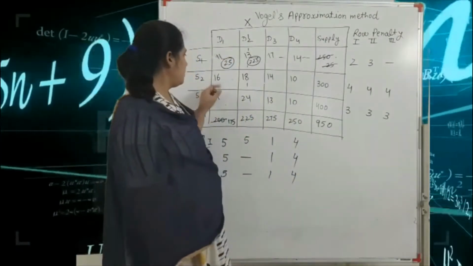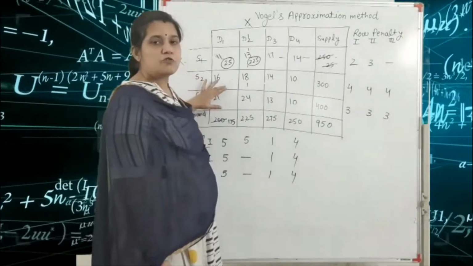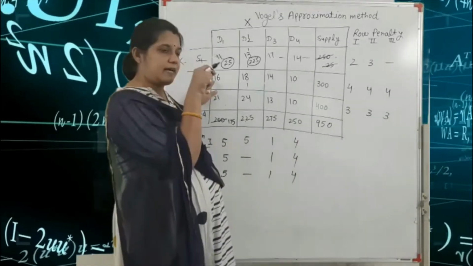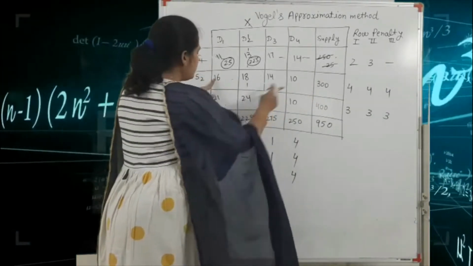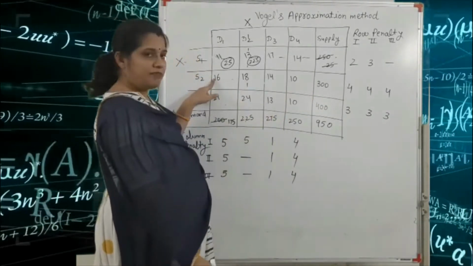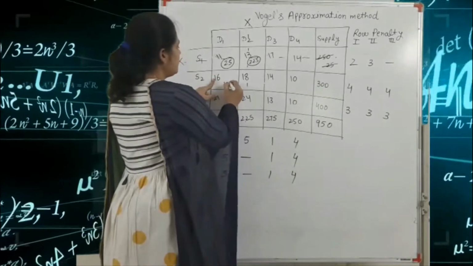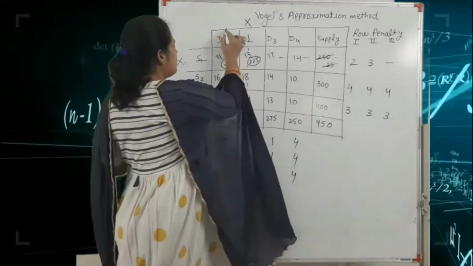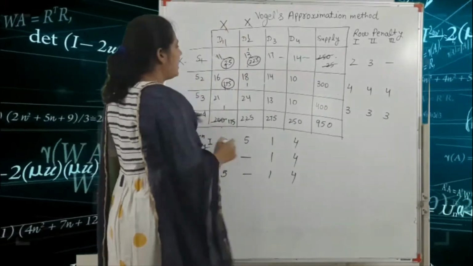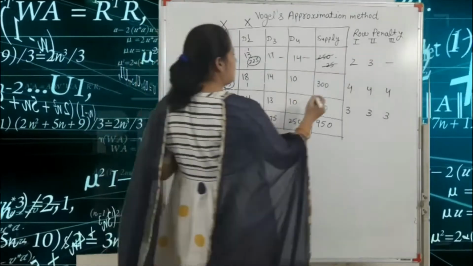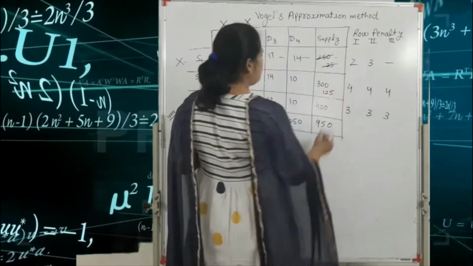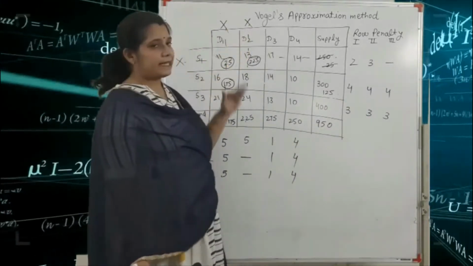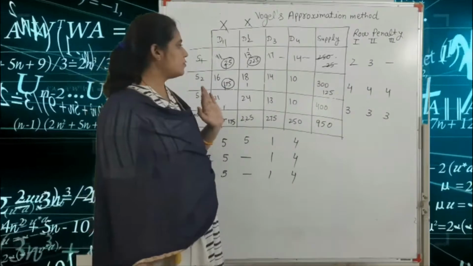So in the D1 column, we have the two cells. So choose the minimum number. Minimum number is 16. Okay, that means we allocate this cell. So here the supply is 300 and demand is 175. So minimum number is what? 175. So we write here 175. Got it? That means here this column is cancelled and 300 minus 175, that means 125. Got it? So here the first and second column is cancelled and the first row is cancelled.